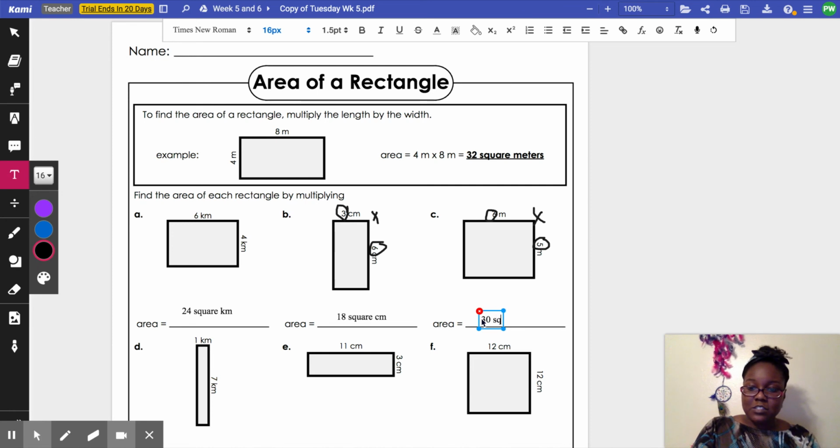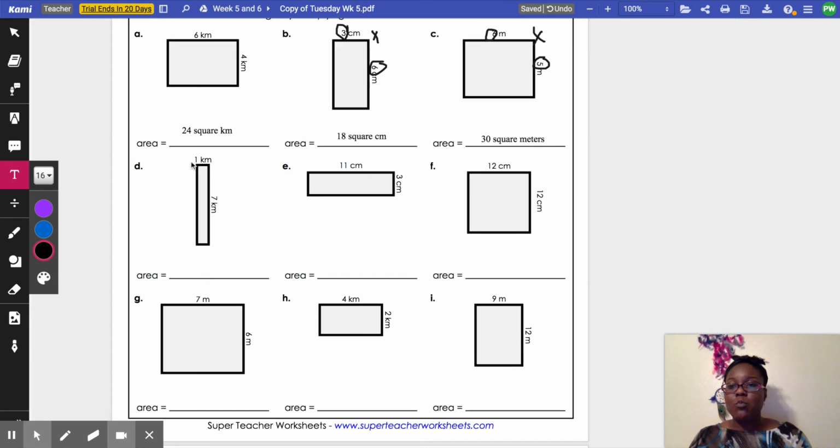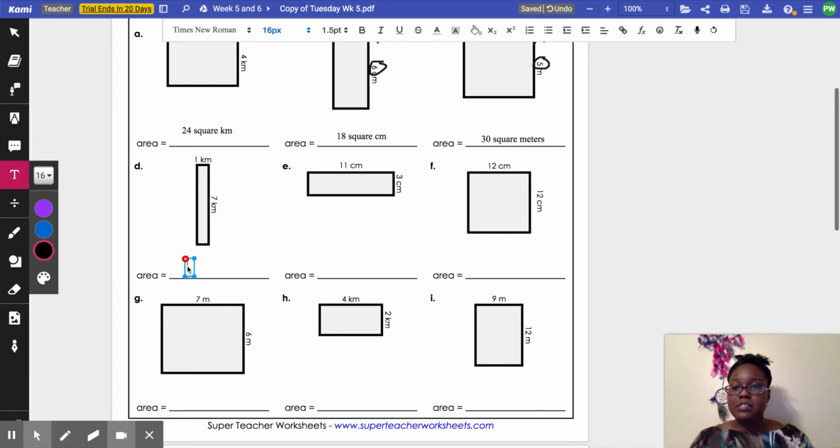30 square meters. Right. On this next one, we have 1 and we have 7. Well, we know if we're multiplying 7 multiplied by 1, anything times 1 is itself. So this is going to be 7 square kilometers. Got it that time.